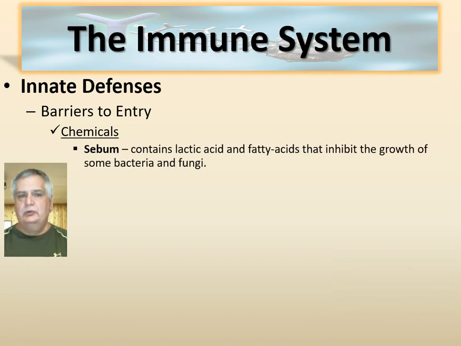Some of these chemicals include things like sebum. Sebum contains lactic acid and fatty acids that inhibit the growth of some bacteria and fungi. Recall that sebum is an oily substance produced by the sebaceous glands of the body. And because of the presence of lactic acid and fatty acids, that's going to help to lower the pH of the surface of the skin, thus making it more difficult for pathogens to get past.